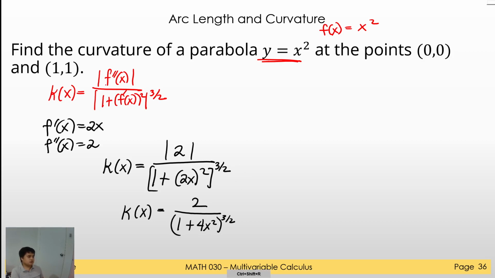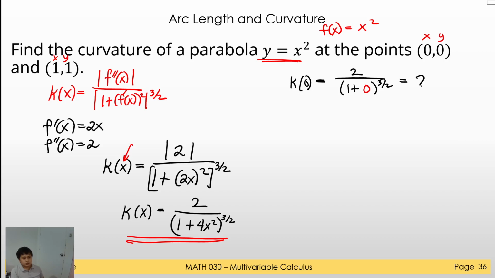Okay, so now to solve for the curvature at points 0, 0, and 1, 1. Kappa, the curvature, is a function of x. Therefore, we should use x here. This is x, this is y. So we have x is equal to 1. Sorry, 0 first. So kappa of 0 is equal to 2 over 1 plus 0 raised to 3 halves. Therefore, this will be 2. So the curvature at 0 is 2.